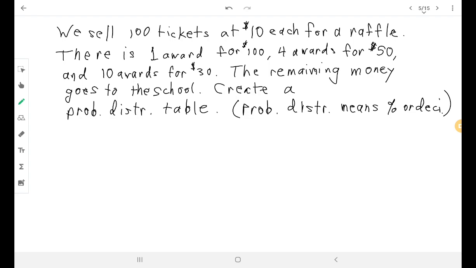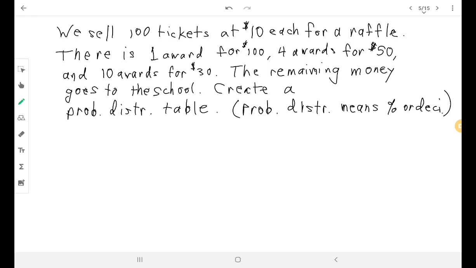and we might do this in the reverse order. I don't really know how the psychology of all that works. But we're going to pull 4 tickets, and each person's going to win $50. And we're going to pull 10 tickets, and each of those people are going to win $30. Okay? So think, we're selling 100 tickets, $10 a piece.